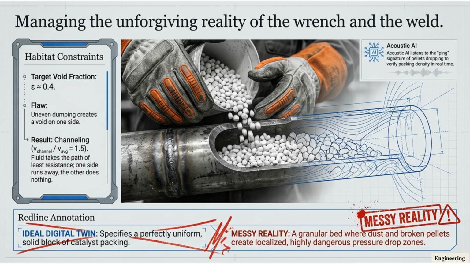In the field, we face the reality of the wrench and the weld. Uneven catalyst loading can lead to channeling, where fluid takes the path of least resistance. Acoustic AI now helps us listen to the signature of pellets during loading, verifying packing density to prevent dangerous pressure imbalances. Fouling is a silent killer of efficiency.